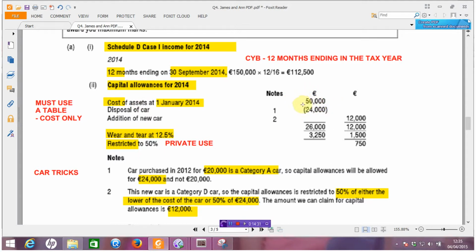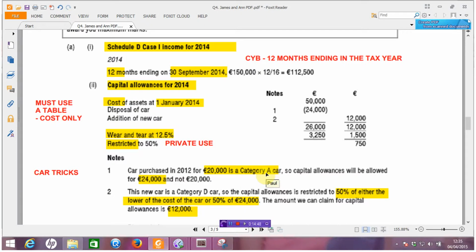50k was given in the question as the opening cost. Now, we know that we have a disposal of a car. That car, as per note 1, was purchased in 2012. Now, it is a category A car.